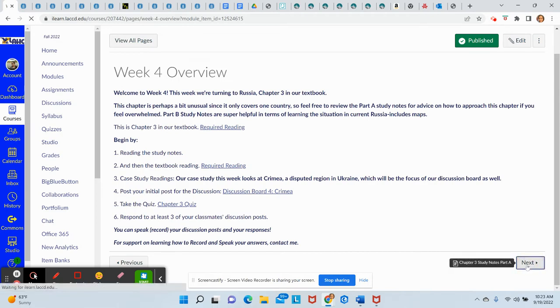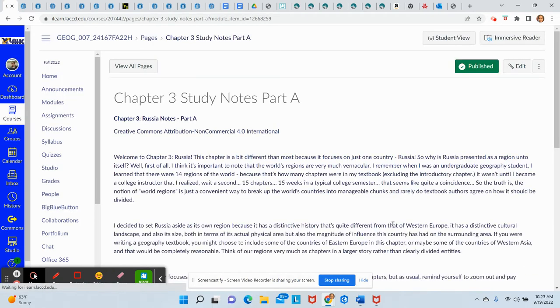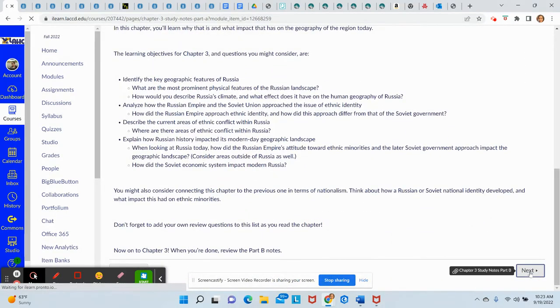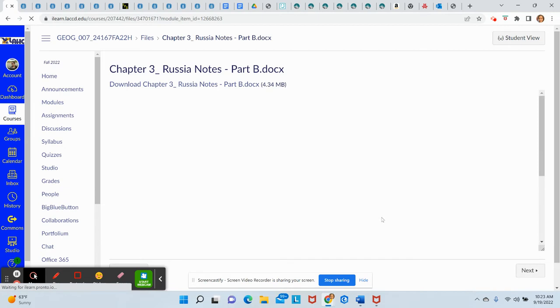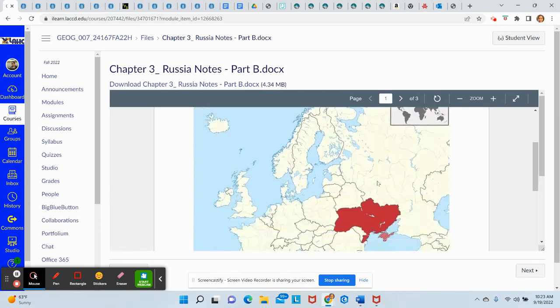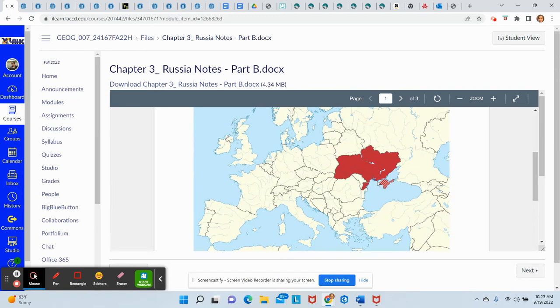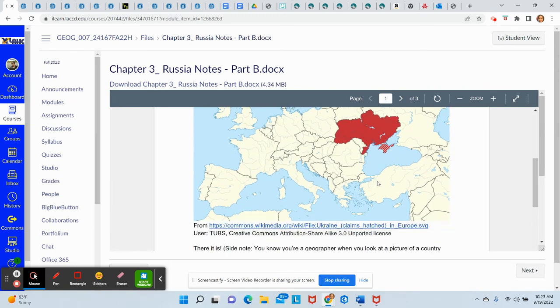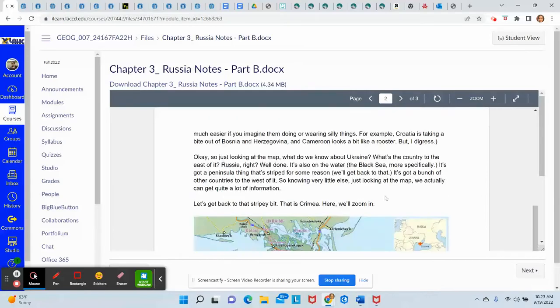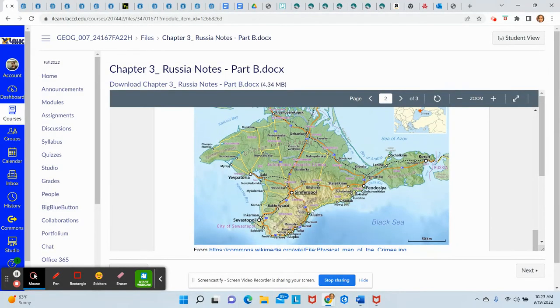So if we go through this week, you will notice we've got our Part A notes, then we have our Part B notes. These are notes that I take for you from our reading, but I encourage you always to do the reading on your own because the textbook has amazing ways of looking at things. So here is a map, and here's what we're talking about. This is Russia here, and this is Ukraine, and this is Crimea. It is a peninsula, and here it is again.